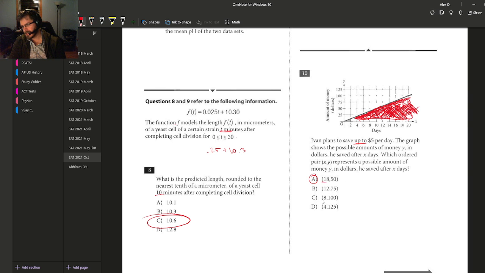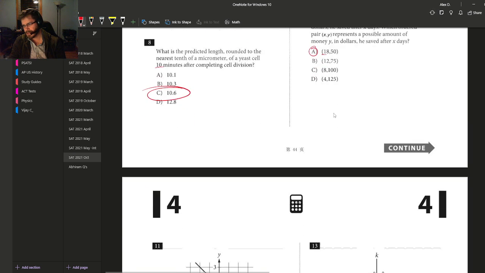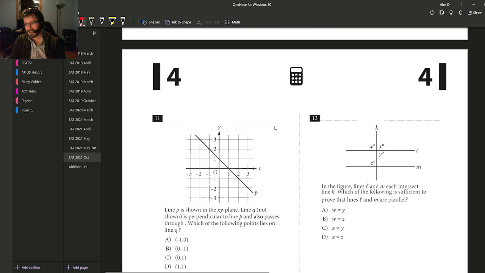5 times 12 is 60, 5 times 8 of course is 40, 5 times 4 is 20. That's the only one where the product is greater than the result, and I do believe that is going to be our answer. Meaning that he did not save $5 per day.